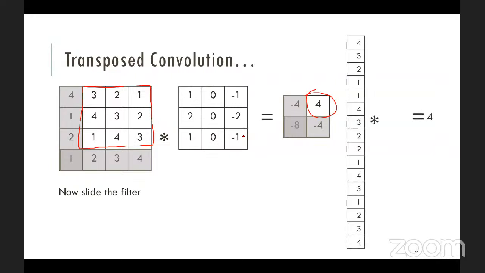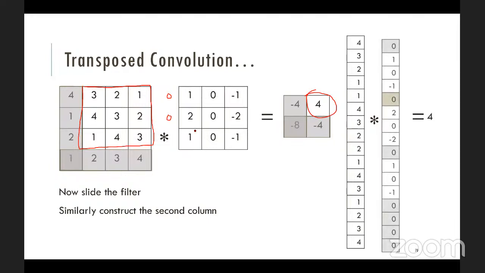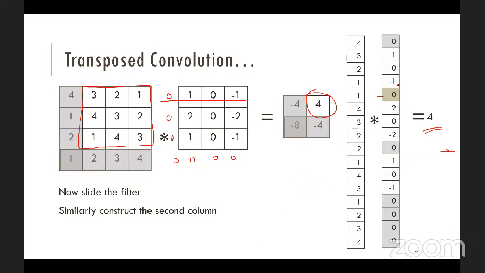So can we generate the second column of our transposed convolution? In the second column, what is happening? How do we need to append 0? The 0 should be here, right? So like this. See how it is written here: 0, 1, 0, minus 1, 0, 1, 0, minus 1, then 0, 2, 0, minus 2, and so on, right? And when you do the convolution here, it is going to give you this 4, right? You can check it also.